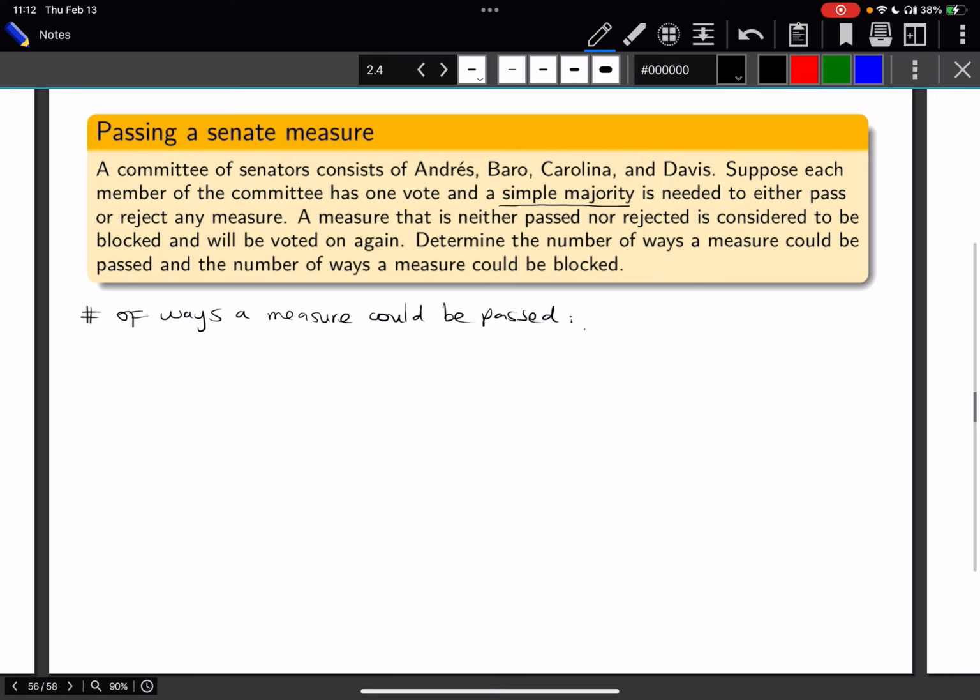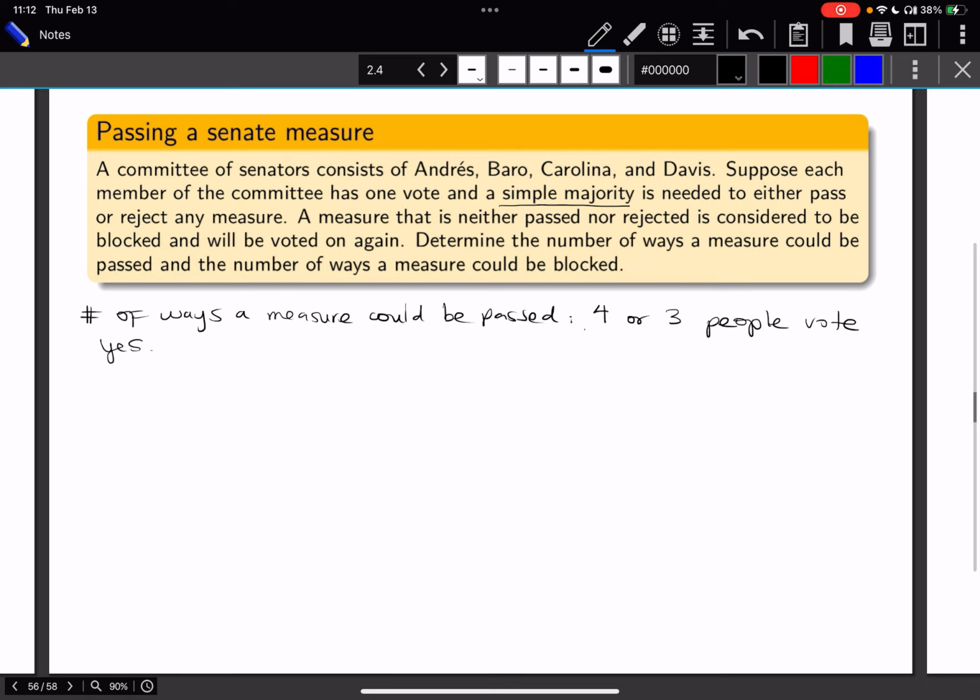We have 4 people in total. We get a simple majority if everybody votes yes, or if 3 people vote yes. So the scenarios we're thinking of are the ones in which 4 or 3 people vote yes for passing the measure.